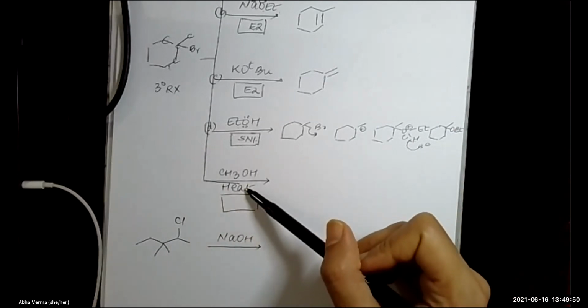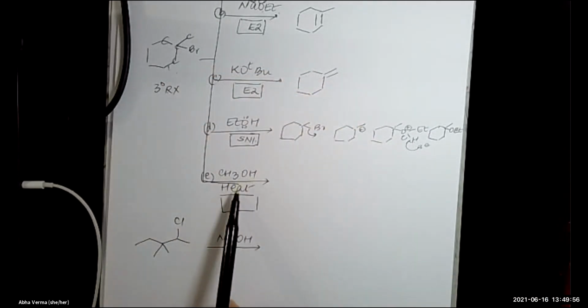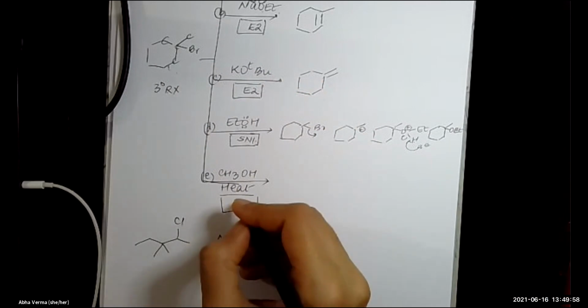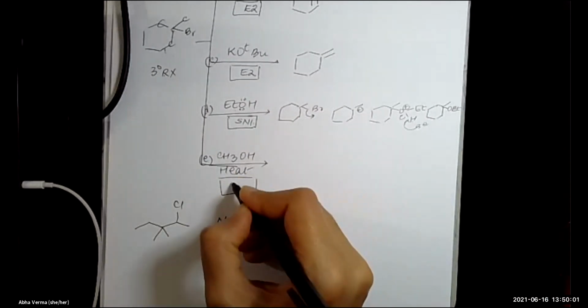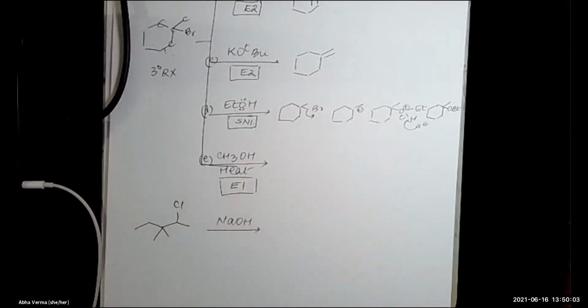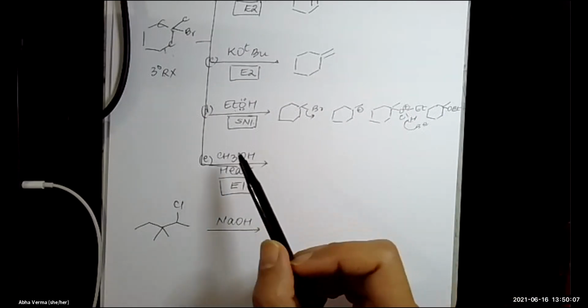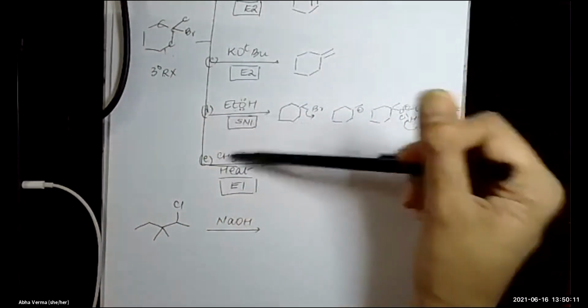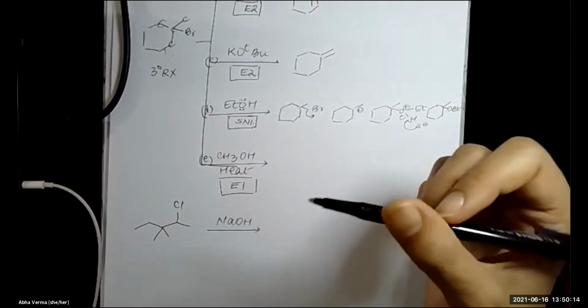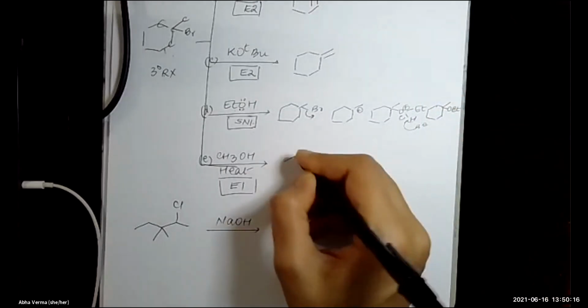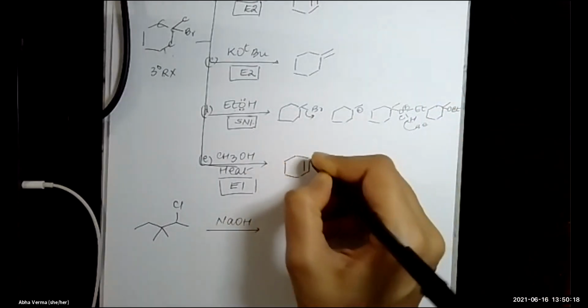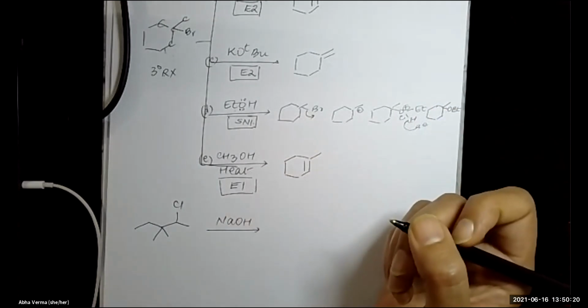On the other hand, when I have a tertiary substrate, a weak electron donor with heat, now what kind of a mechanism will I have? E1. Elimination and E1, yes, very good. So you have to look at the substrate, the electron donor, and other reaction conditions also. So definitely the major product will be the Zaitsev product.